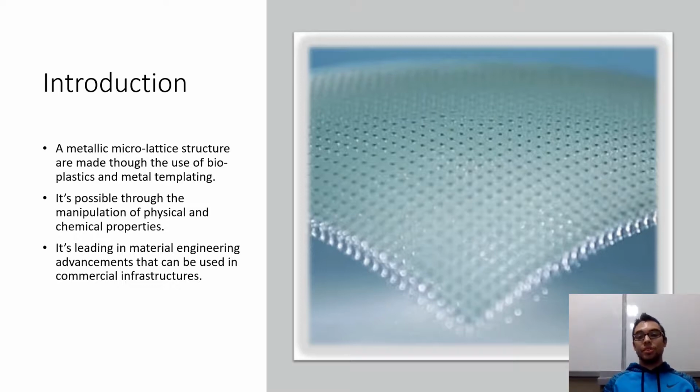The two infrastructures that it could be used for are in the automotive industry and the aeronautic engineering field. What makes metallic micro-lattices so important is their structural properties relating to the material's weight.